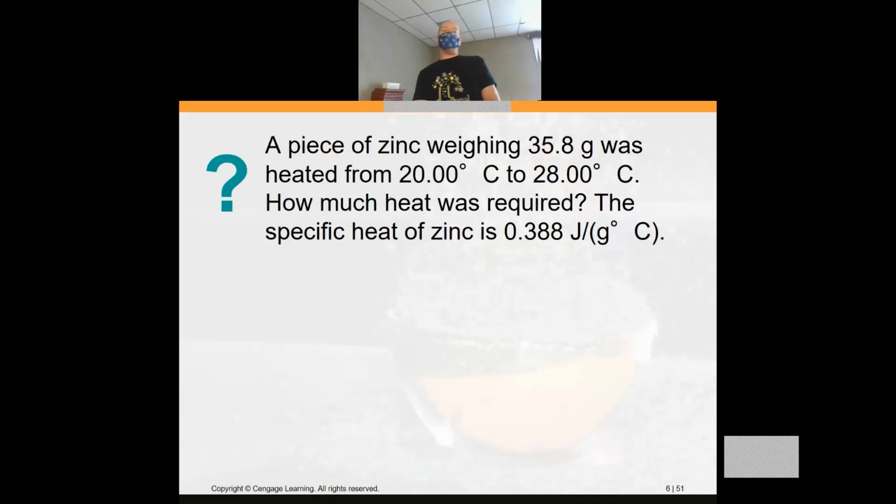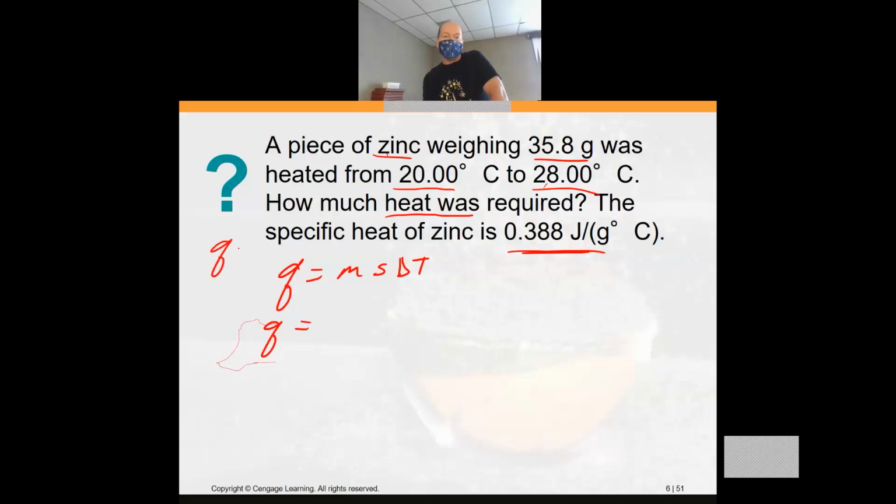All right, and so this would be a reaction that we could do in lab. We take a piece of zinc, we weigh it. It weighs 35.8 grams. Then we can heat it up. We could take it from room temperature at 20 degrees to a higher temperature, 28 degrees Celsius. And then we can say how much heat was required, and the specific heat is given for your zinc. So this is not water, so this is not 1, this is zinc. And so here you just have your equation. Q is equal to ms delta T.